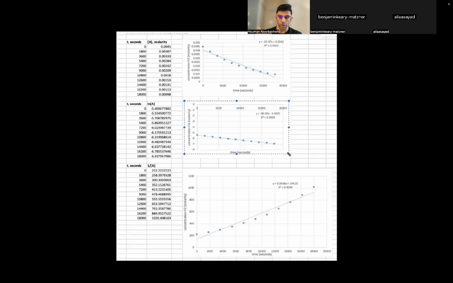And now that we know it's a first order reaction, we're going to use its slope and other things to solve for things. So that's kind of how you approach these.